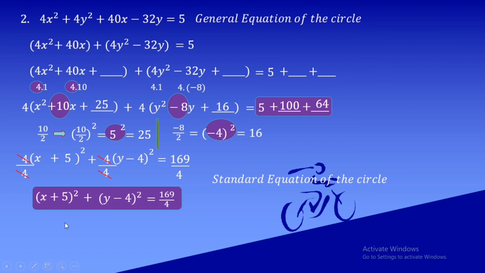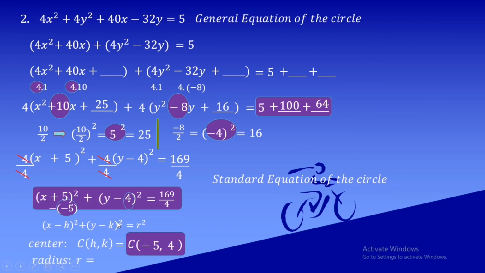So here we can determine the center of the circle. Our h here is negative 5, and our k is 4. Then our radius r squared is represented by 169 over 4. Then squaring both sides so that r remains. So r here is the square root of 169, which is 13, divided by the square root of 4, which is 2. So the radius is 13 over 2.